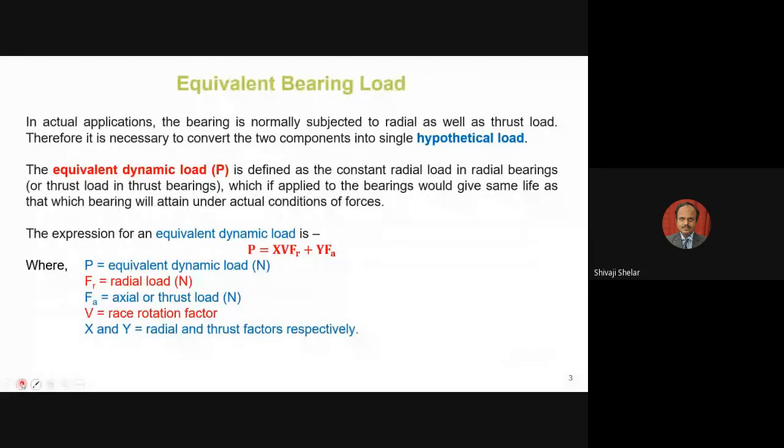Typically, the bearing will have two types of reaction. One is radial reaction, and another is axial reaction, depending upon the elements mounted on the shaft.